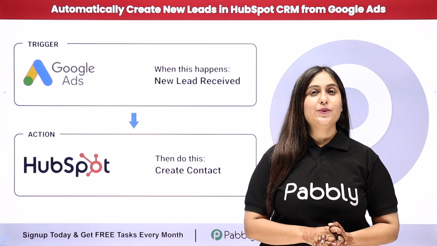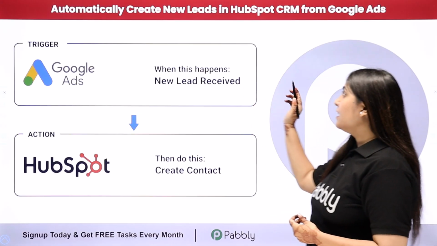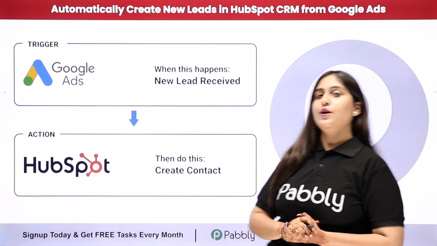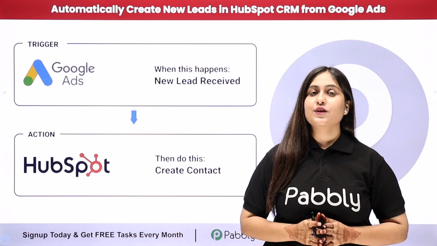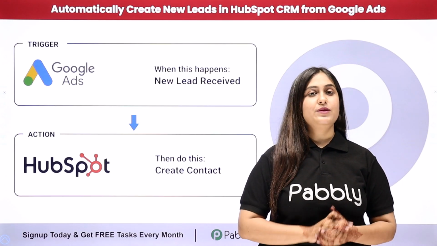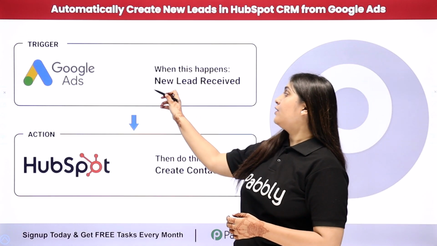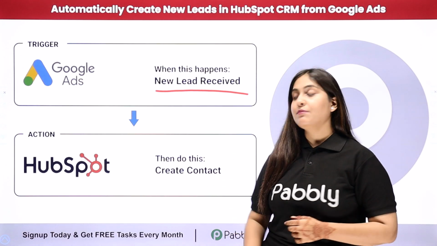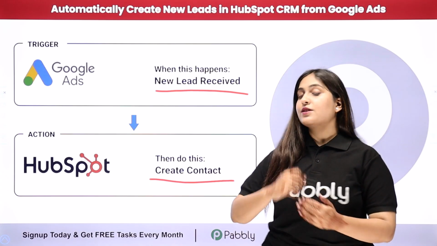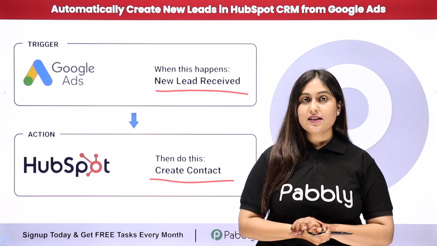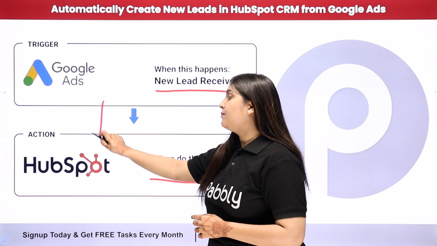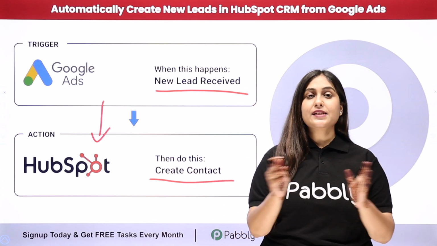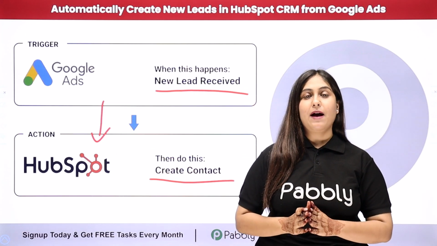In this video, we are going to understand how to automatically create new leads in HubSpot CRM from Google Ads. So I receive a lot of leads through Google Ads, and here my objective is that when I receive a new lead, then automatically that lead should be created as a new contact in my HubSpot CRM account. Now to automate the entire process, I need to connect my Google Ads with my HubSpot CRM account using an automation software named Pabbly Connect.